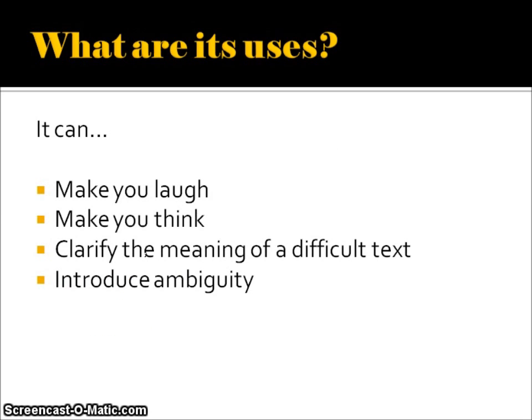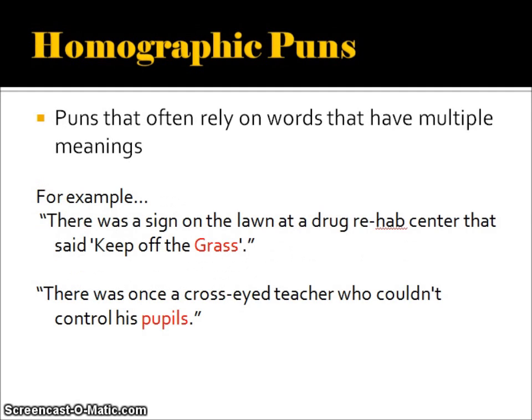So what are its uses? It can make you laugh, make you think, clarify the meaning of a difficult text, or even introduce ambiguity. First off, homographic puns often rely on words that have multiple meanings. For example, there was a sign on the lawn at the drug rehab center that said, "Keep off the grass." In this case, grass is referring to the drug instead of the plant, to make it funny.